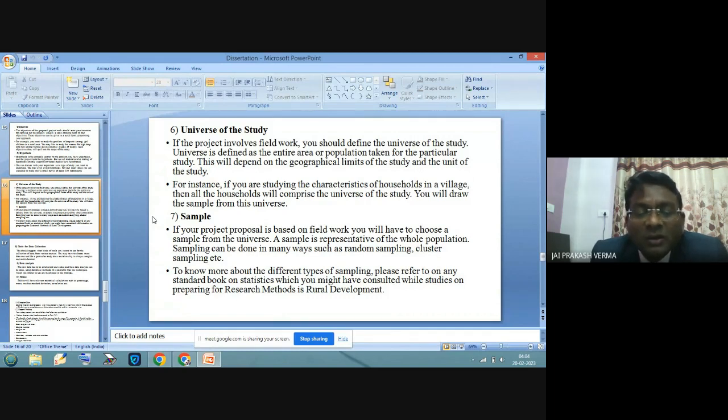To know more about the different types of sampling, please refer to any standard book on statistics, which you might have consulted while preparing for research methods in rural development. Any standard book of statistics is required for sampling techniques. So you must know something about the sample.